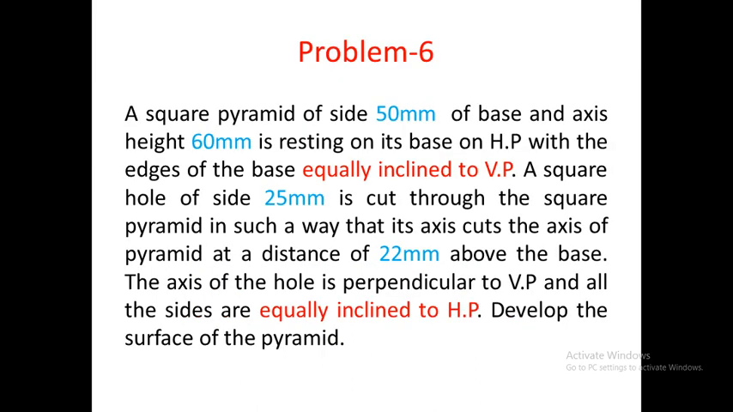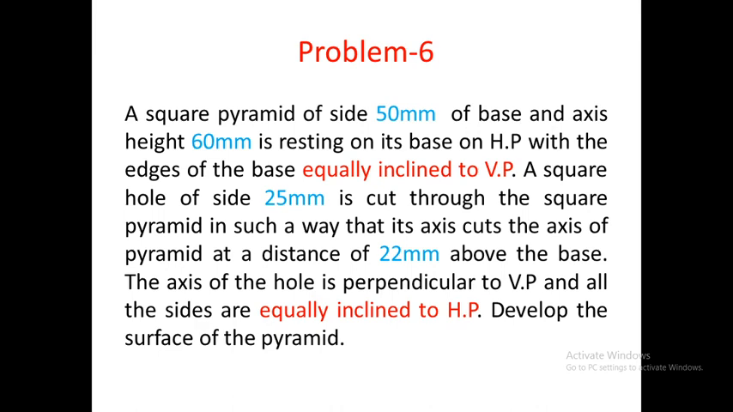Problem number 6. A square pyramid of side 50 mm of base and axis height 60 mm is resting on its base on HP with the edges of the base equally inclined to VP. So since the square pyramid is having its base on HP, it means the pyramid is a vertical pyramid. So the top view of the pyramid will be a square of side 50 mm, whereas the front view will be a triangle of height 60 mm.